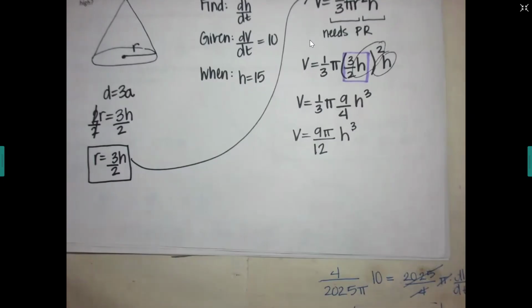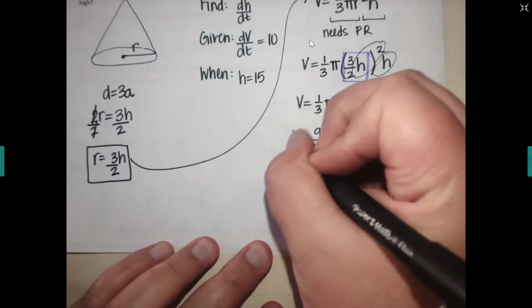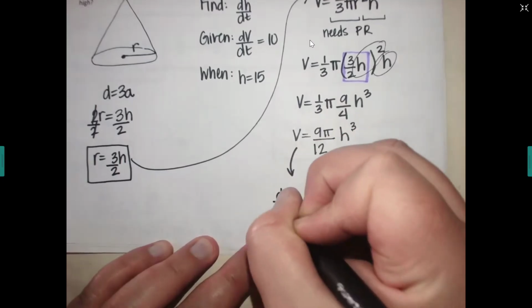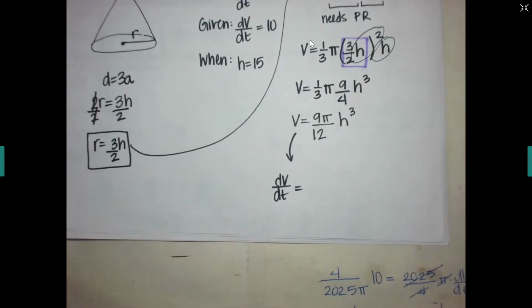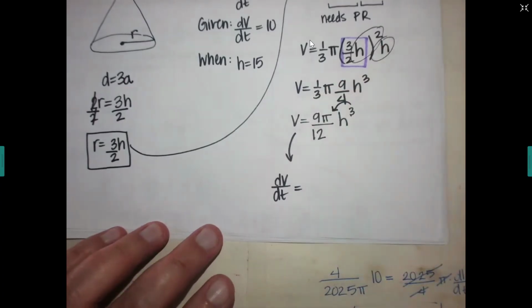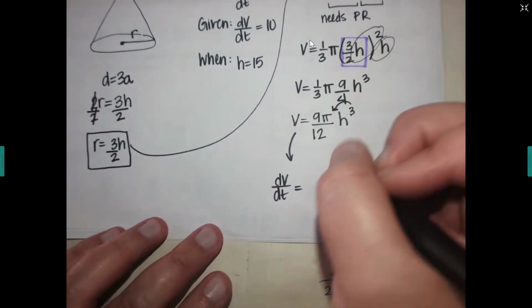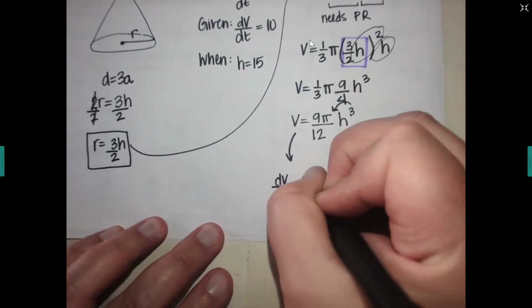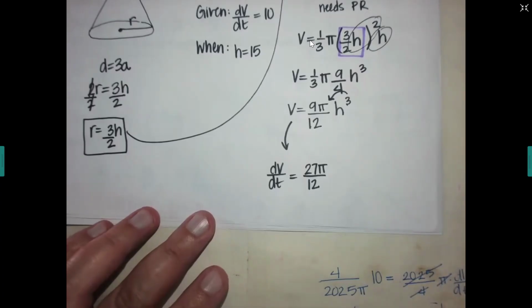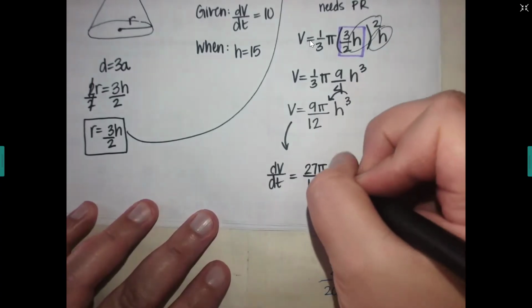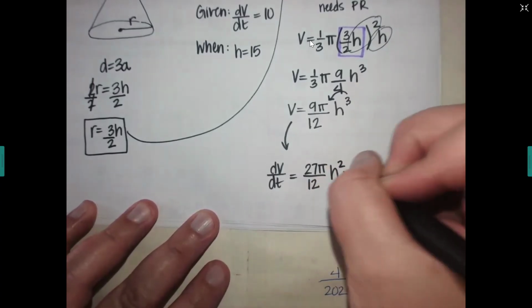So let's take the derivative. What is the derivative of v going to be called? dv dt. And then the derivative of the 9 pi over 12 h cubed. 3 will times down on the 9 pi. What's that now? 27 pi over 12. Okay, and I could reduce it, but I just don't want to. It's fine. Okay, and then my h cubed is going to drop to an h squared, because I have to reduce the power by 1, dh dt.